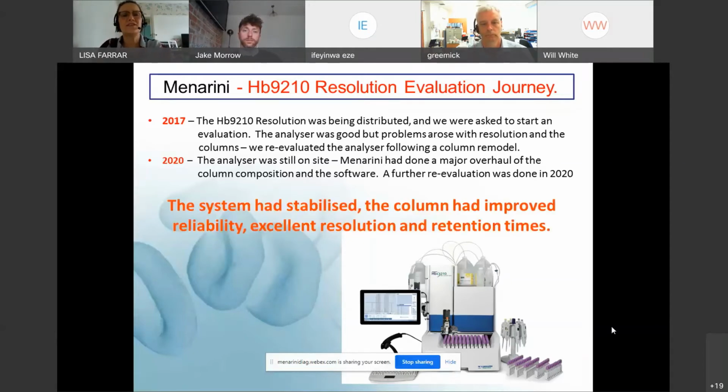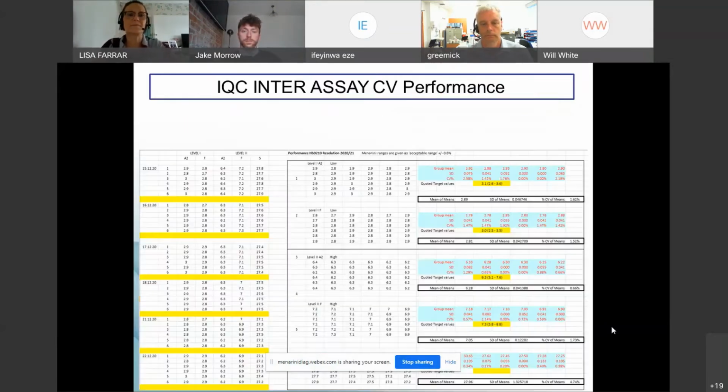So what changed in that time scale of 3 years? The system and the new column upgrade had stabilized the whole process. The column was improved and it had improved reliability. There was excellent resolution and retention times, and it was equally as good, if not better, than the Primus Ultra.